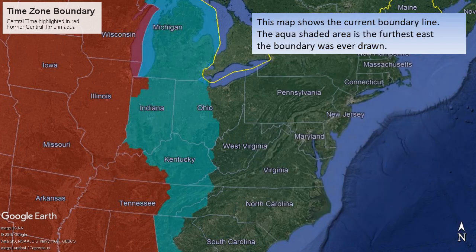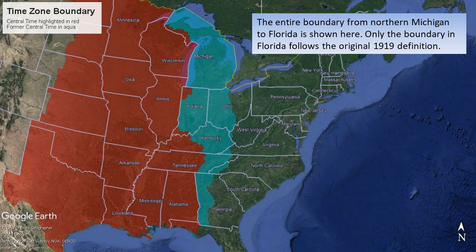This map shows the current boundary line. The aqua shaded area is the furthest east the boundary was ever drawn. The entire boundary from northern Michigan to Florida is shown here. Only the boundary in Florida follows the original 1919 definition.